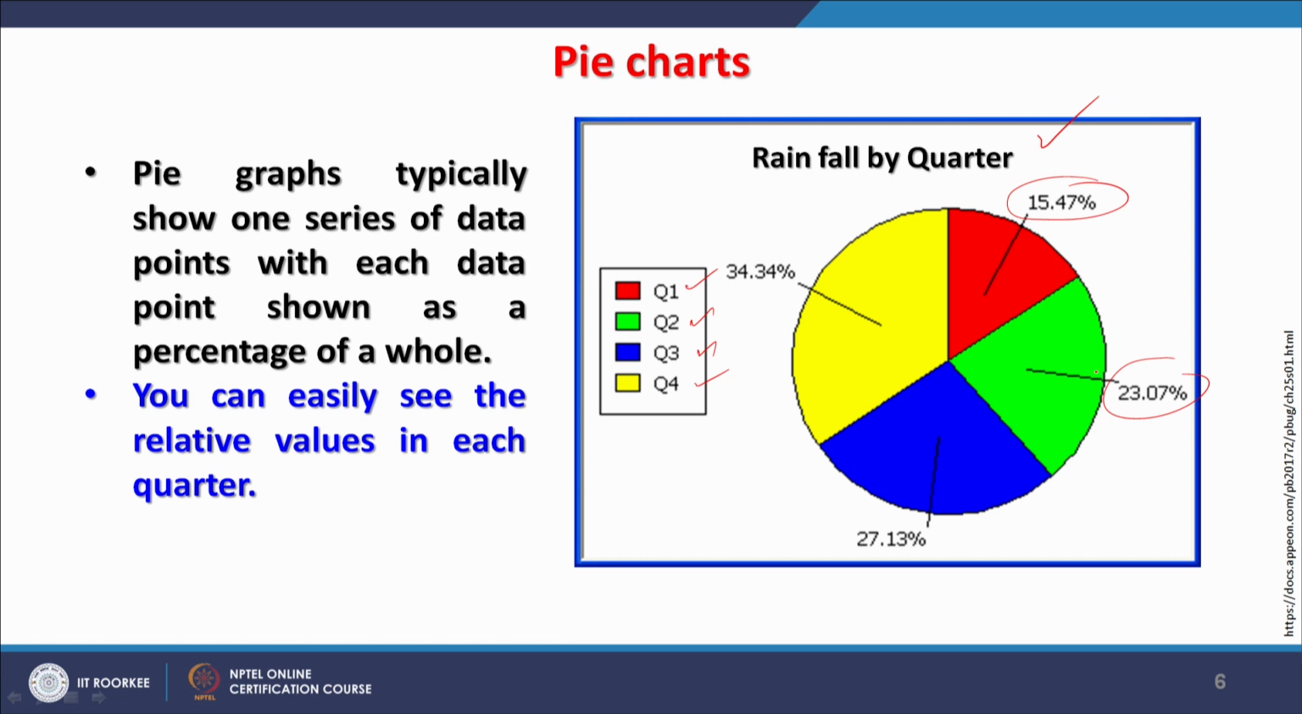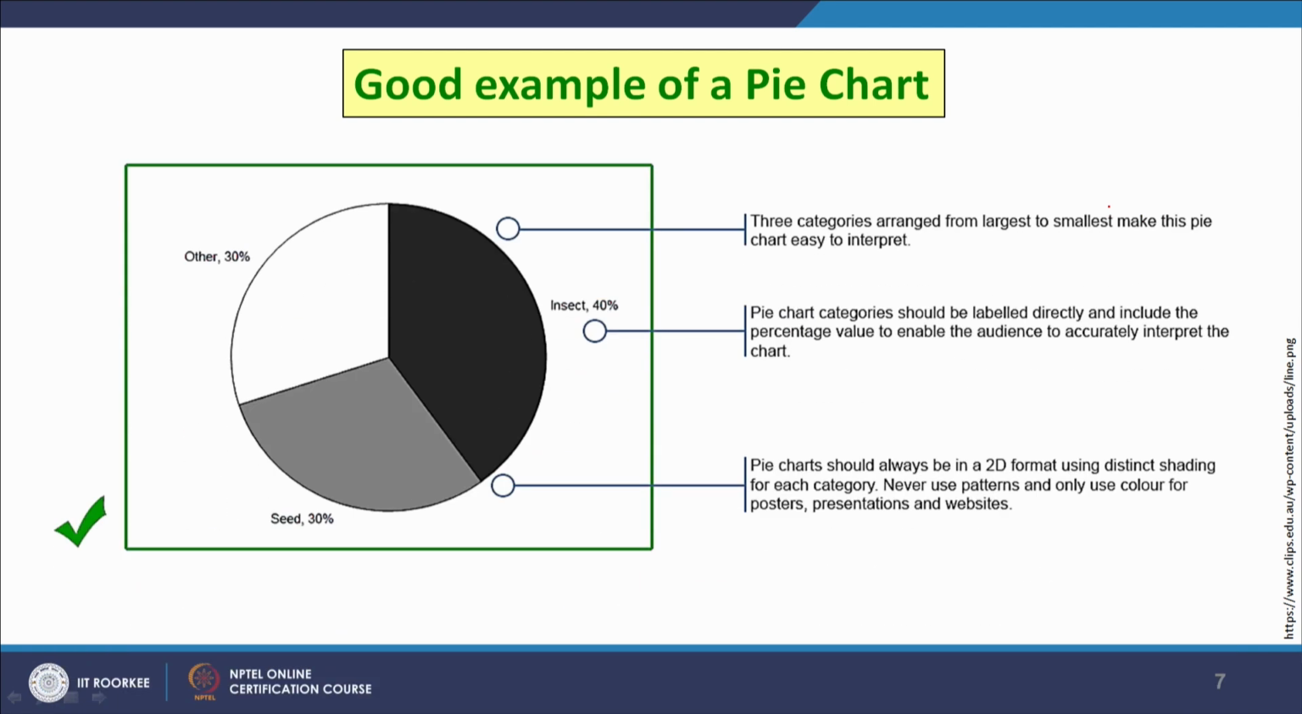And one can easily see the relative values in each other. Like if I start trying to understand this figure, then I find that quarter 4 had the maximum rainfall, that is around 34.34%, whereas quarter 1, that is in red color, had a rainfall of 15.47%. So, by seeing the size of the pie, one gets the idea of in which quarter we had the maximum rain, in which quarter we had minimum rain, and so on. So, a relative understanding about different data of the same series can be studied and understood very easily. So, again, a good example of pie charts.